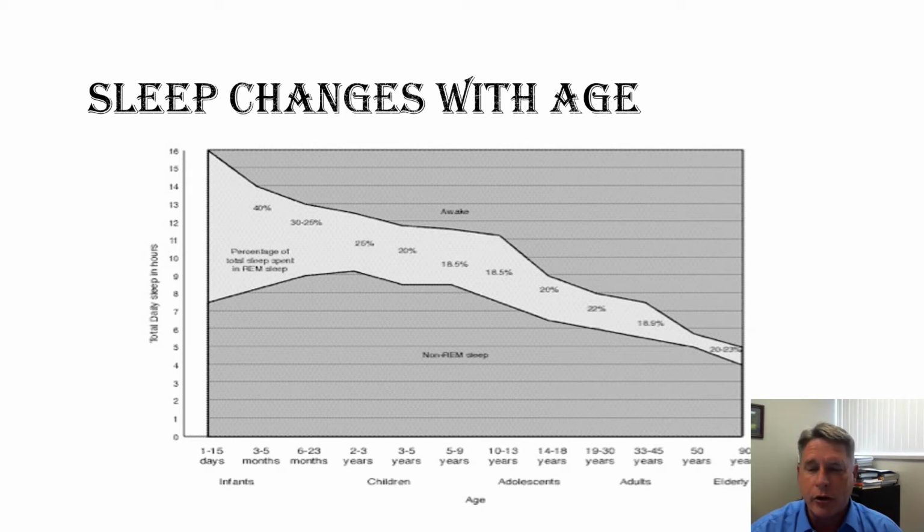Now, if you look at the chart at the far end, when you start to get to 35 to 45, 33 to 45 years and 50 years, all the way up to 90 years, you'll notice that overall, people get less sleep as they age. They get less sleep. A lot of people think, well, don't senior citizens need more sleep? The truth of the matter is that a lot of times their bodies don't.